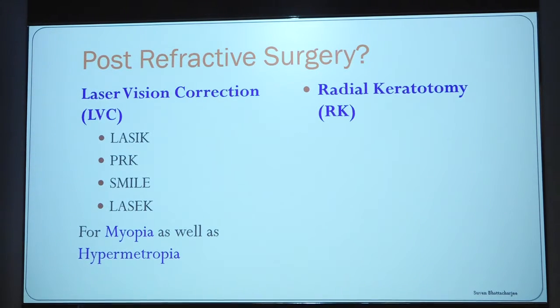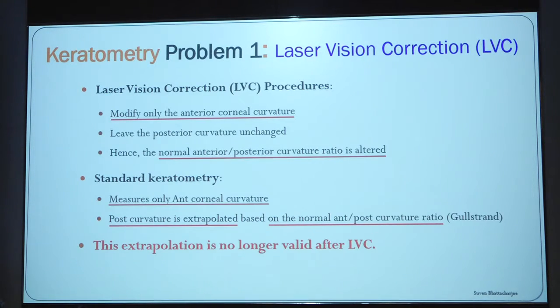So when we're talking of post-refractive surgery, we have LVC, that's LASIK, PRK, SMILE, LASIK for myopia as well as hypermetropia, and we have RK. These are two different animals altogether, and they behave very differently. So now we come to the keratometry problems. The first problem that we have in LVC is that they modify only the anterior surface. So the entire calculation was based on a fixed ratio of the anterior and posterior surface of curvature. So once the anterior surface is modified, you've got everything going haywire.